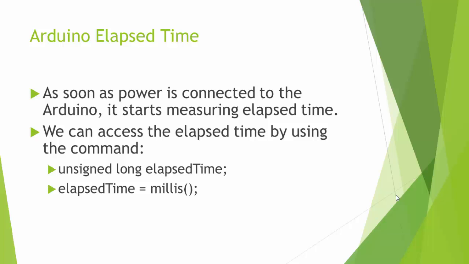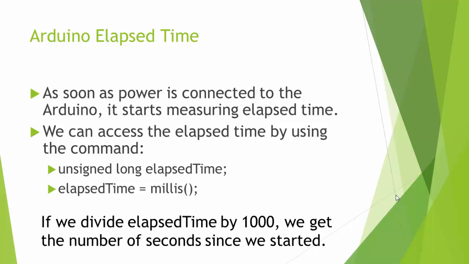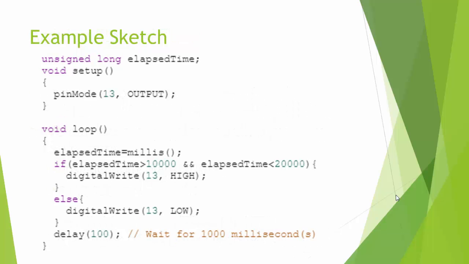We just create an unsigned long variable. I recommend elapsed time, but you can name it anything you want as long as it's descriptive. So we declare that as a global variable up at the top of the sketch. And then anytime we want to in the subsequent sketch, we can find out the elapsed time by simply accessing it with the milliseconds command. And this gives us tremendous power. If we divide elapsed time by 1,000, we can get the number of seconds since our Arduino started running.